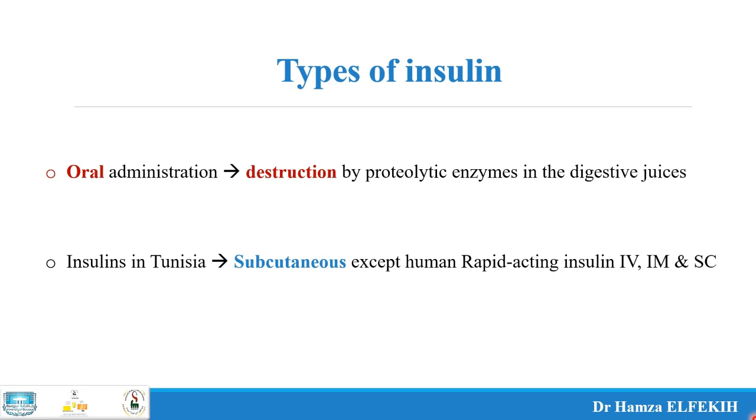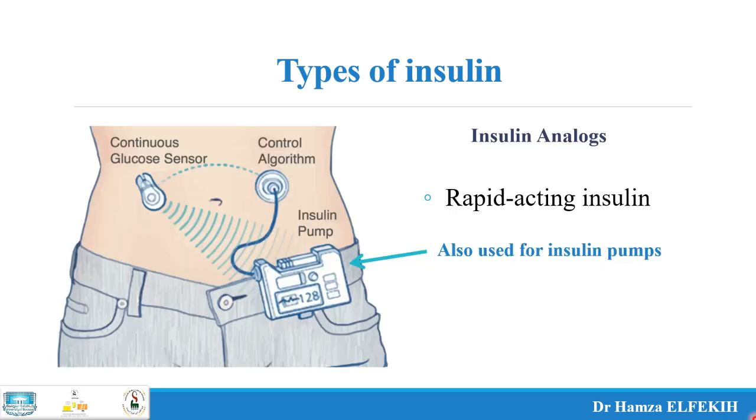We administer insulin generally subcutaneously, except for human rapid-acting insulin, where we could inject it subcutaneously or give it intramuscularly or intravenously. Oral administration is prohibited because of destruction by proteolytic enzymes in the digestive juice. So insulin is destroyed when we take it orally.